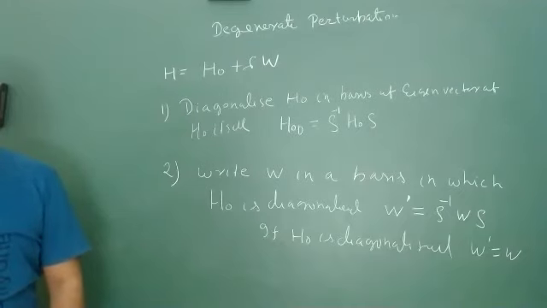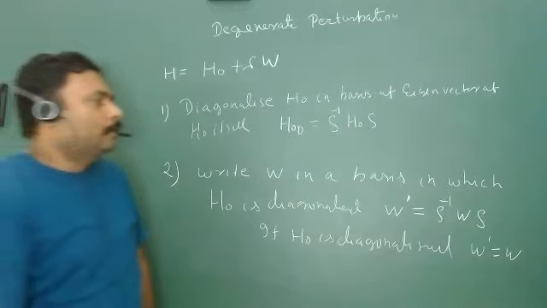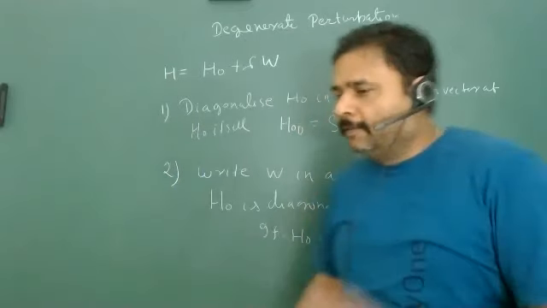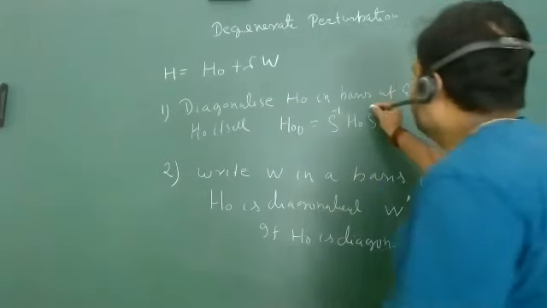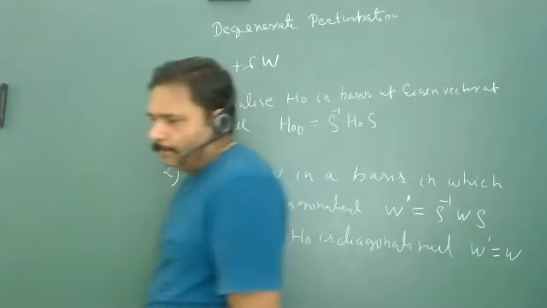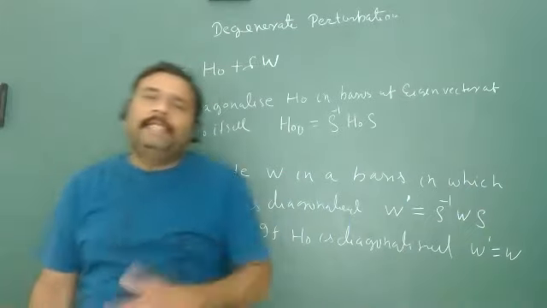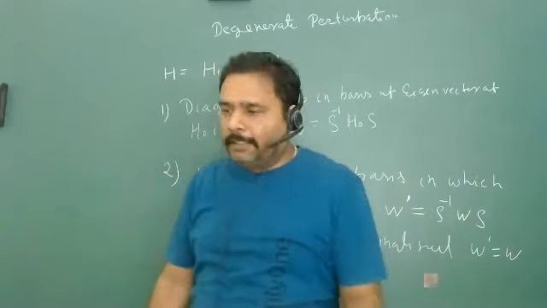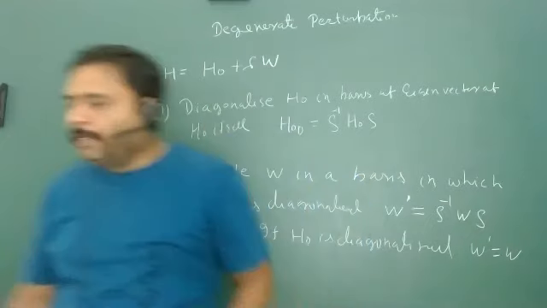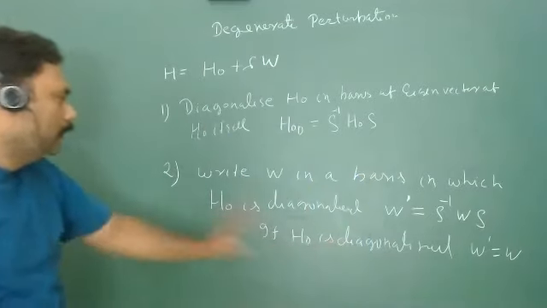Sir, the identity matrix will remain the same. Means if H naught is diagonalized, then this S matrix is an identity matrix. So if you write anything in your identity matrix, that will be the same thing. So there is not any problem, isn't it? There is no need to do any work here.